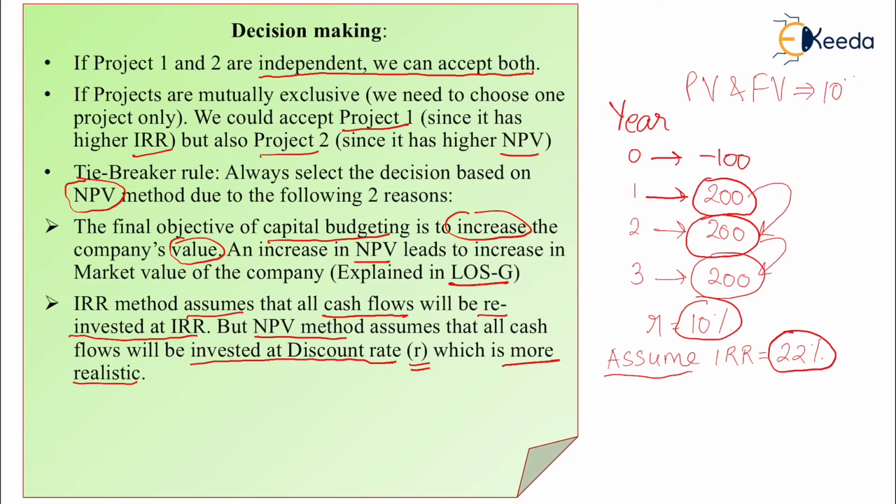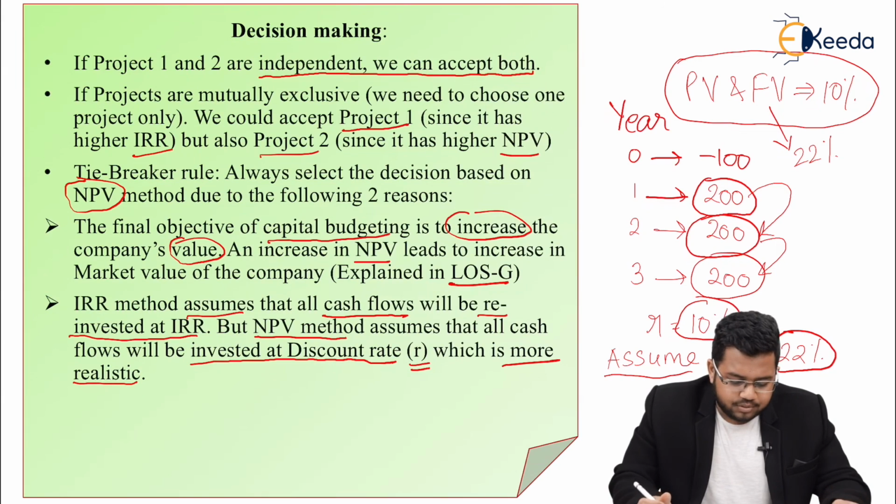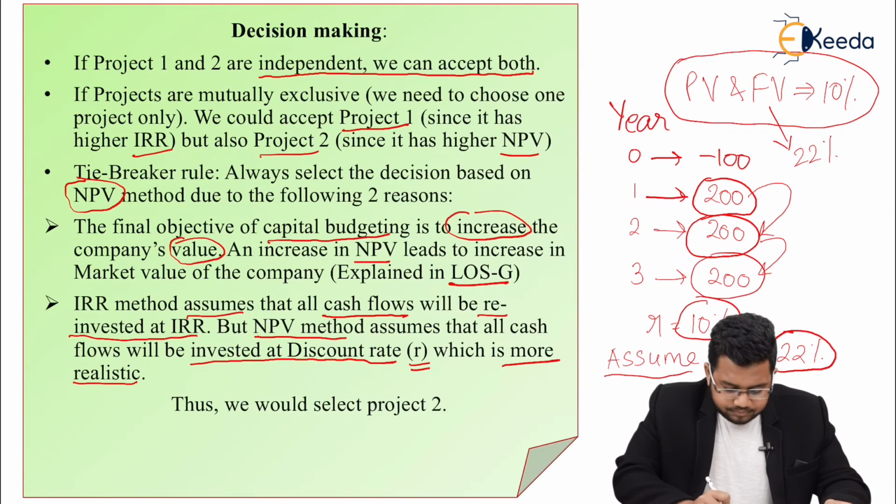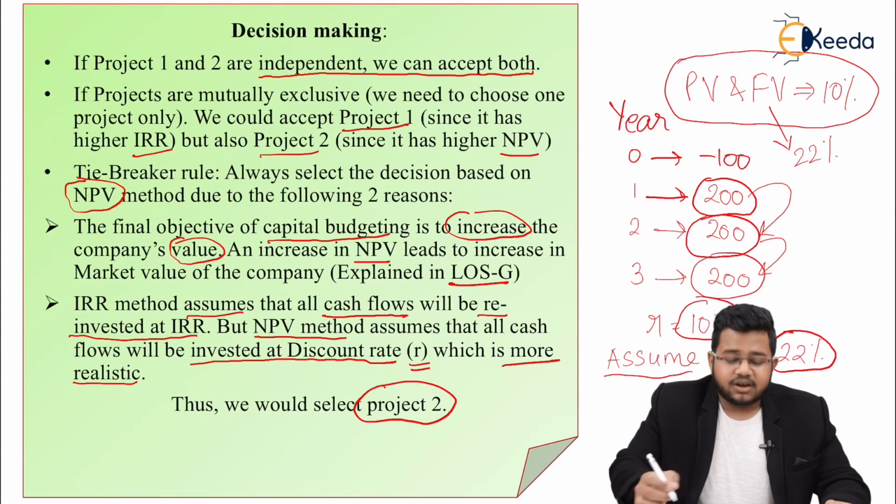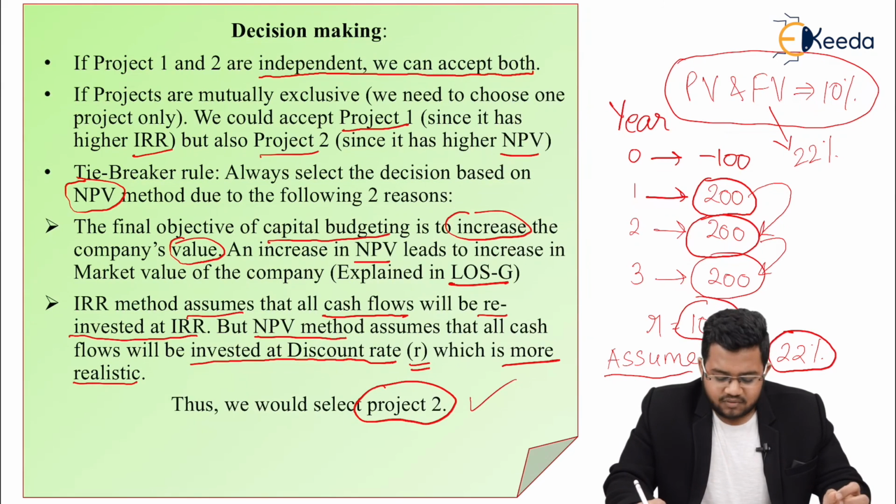That is the logic. But the IRR method says that whenever I am finding future value or the reinvested value, that will be at 22%, which is my IRR, which is a false assumption. It is not realistic. That is why again I will use the NPV method only. So these are the two reasons due to which I would use NPV instead of the IRR method. Thus, we would select project 2. Project 2 because as per NPV method, project 2 is the winner here.